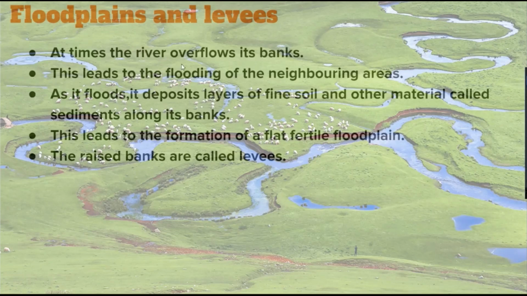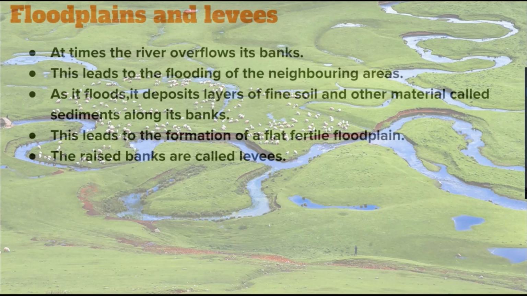At a time the river overflows its banks, it leads to flooding in the neighboring areas. As it floods, it deposits a layer of fine soil and other material called sediment along its bank. It leads to the formation of a flat, fertile floodplain. The raised banks are called levees.